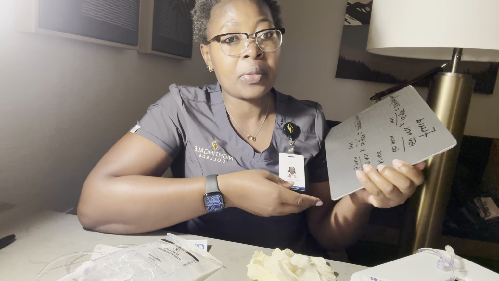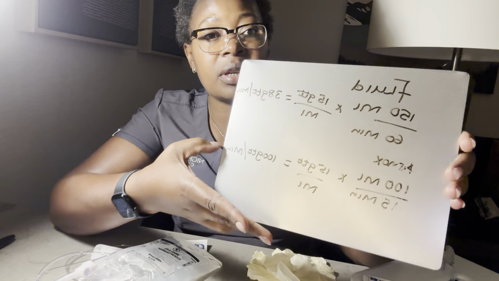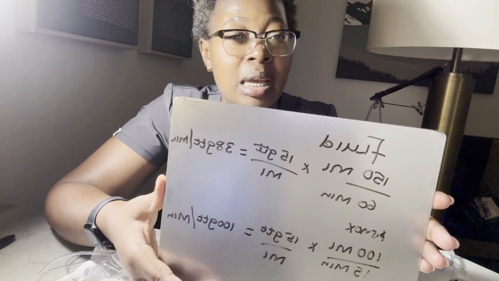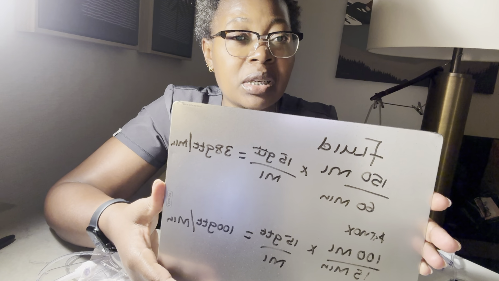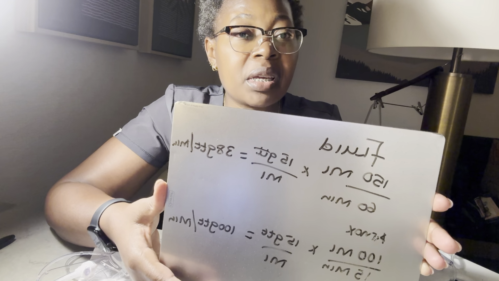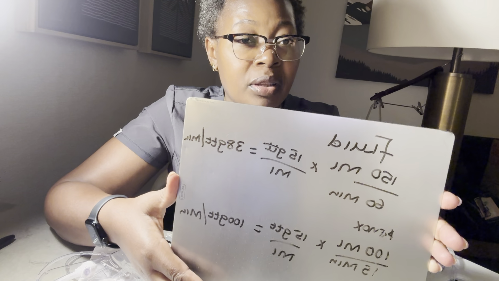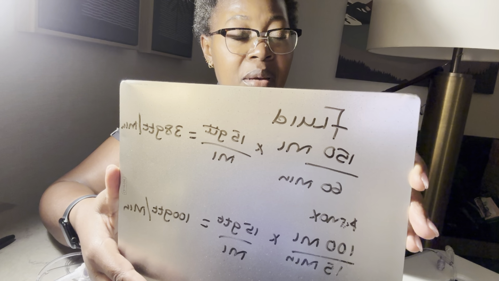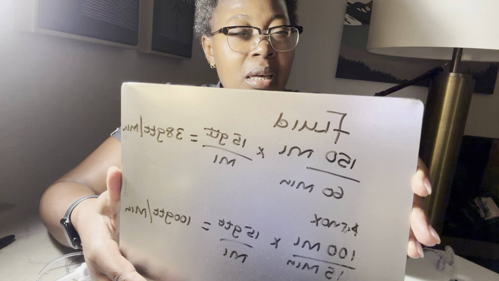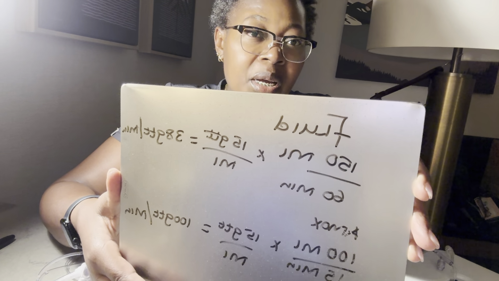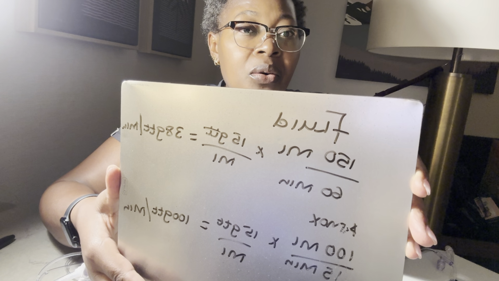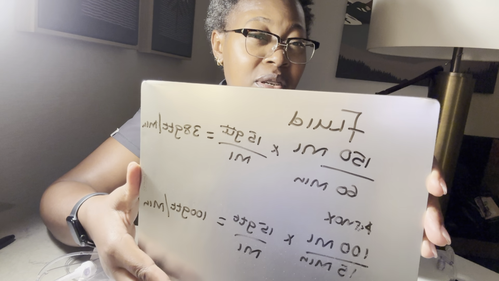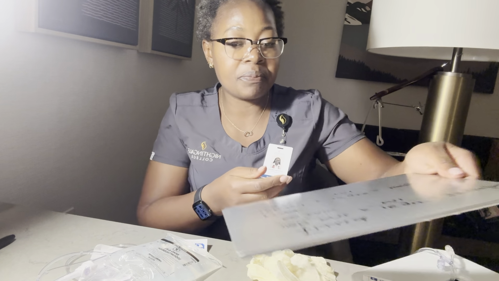I have done my calculation, and the fluid is supposed to be given 150 ml in 60 minutes, and I'll be using a micro drip, which is 15 drops per minute. So I'll be giving 38 drops per minute for the fluid. The amoxicillin, I'll be giving 100 ml in 15 minutes. It's 250 milligrams in 100 ml. And I'll be using a micro drip. So I will be giving 100 drops per minute.